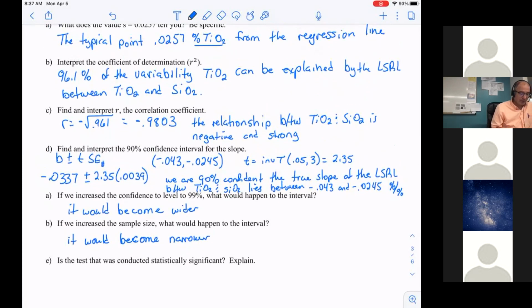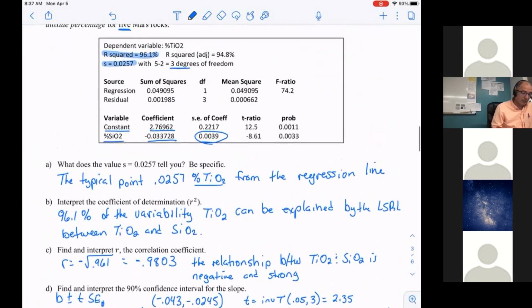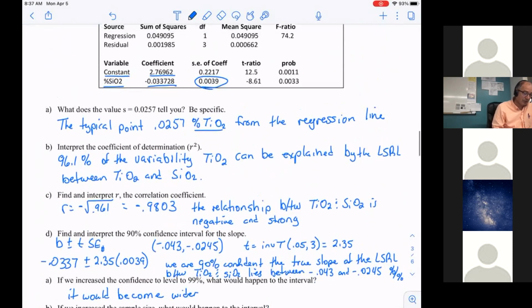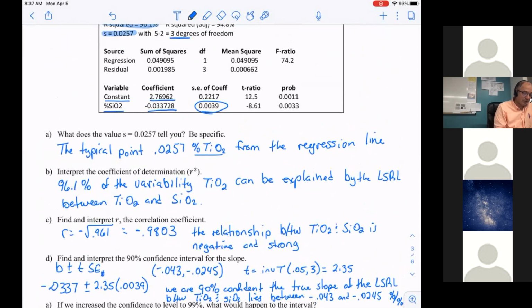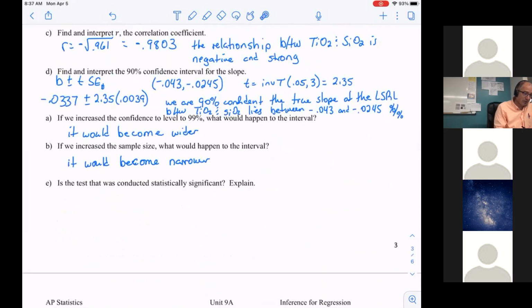Is the test that was conducted statistically significant? Well, I didn't really say that there was a test done. However, if we scroll back up here, here's the percent, here's my explanatory variable, my slope, the standard error of my slope, and if I come over here, here is going to be my probability. So the probability of my slope being 0 is 0.0083. So is it statistically significant? Yes, since my p-value equals 0.0083.